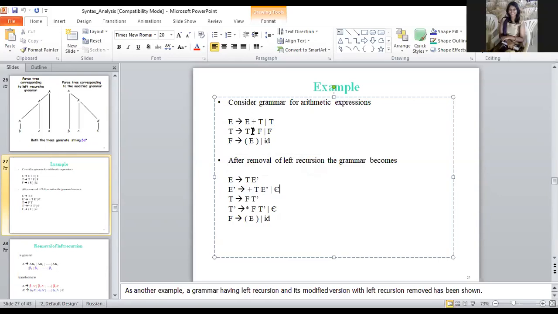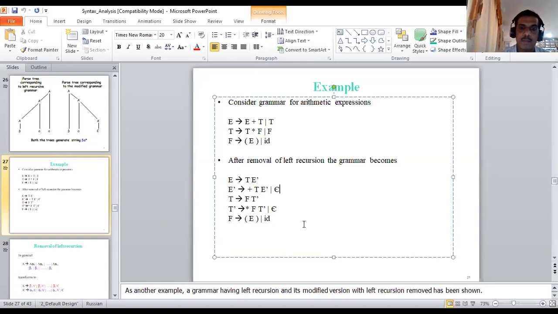Star F. What is alpha? Star F is alpha. Which is beta? F. Yes. So then what am I supposed to do? A tends to beta A dash. That is nothing but T tends to F T dash. And then A dash tends to alpha A dash or epsilon. Now, alpha is nothing but star F, A dash, or epsilon. So the remaining thing, since it doesn't have any left recursion, we keep this as it is.